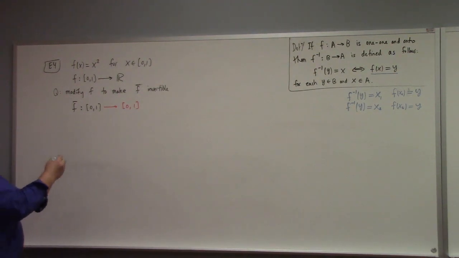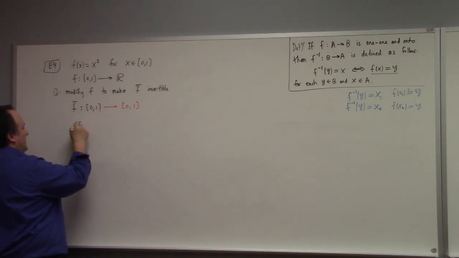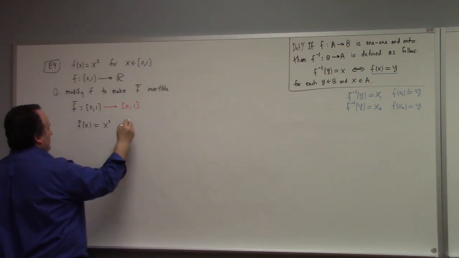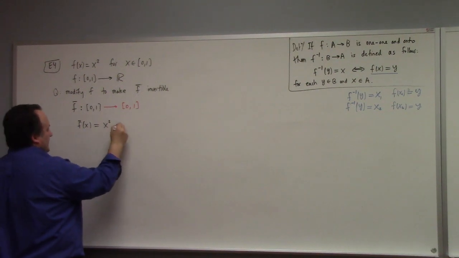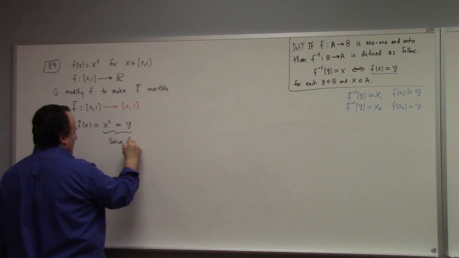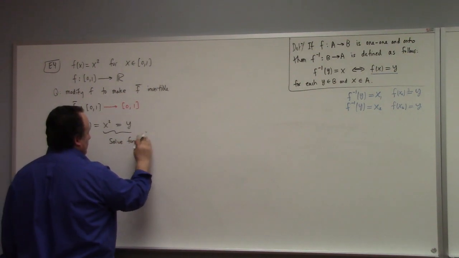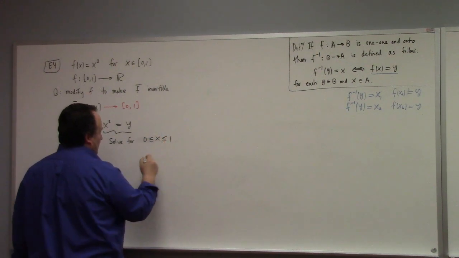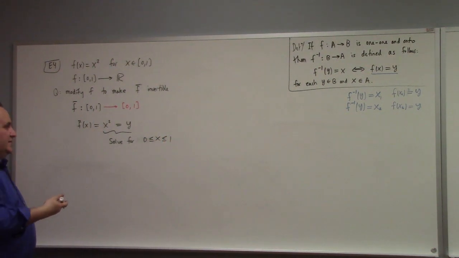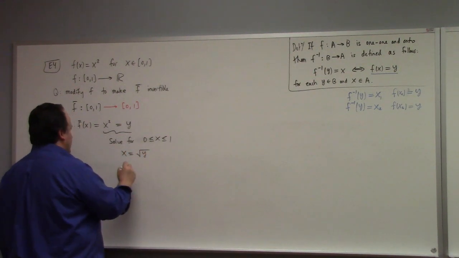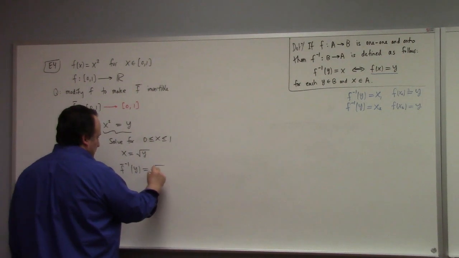And so f bar of x is just equal to x squared, right? And so if I set that equal to y and I solve for x, which of course, to be clear, is 0 less than or equal to x less than or equal to 1, that's the context of this algebra. Well, you solve for x, what do you get? You get x equals the square root of y. So therefore, f bar inverse of y is just equal to the square root of y.